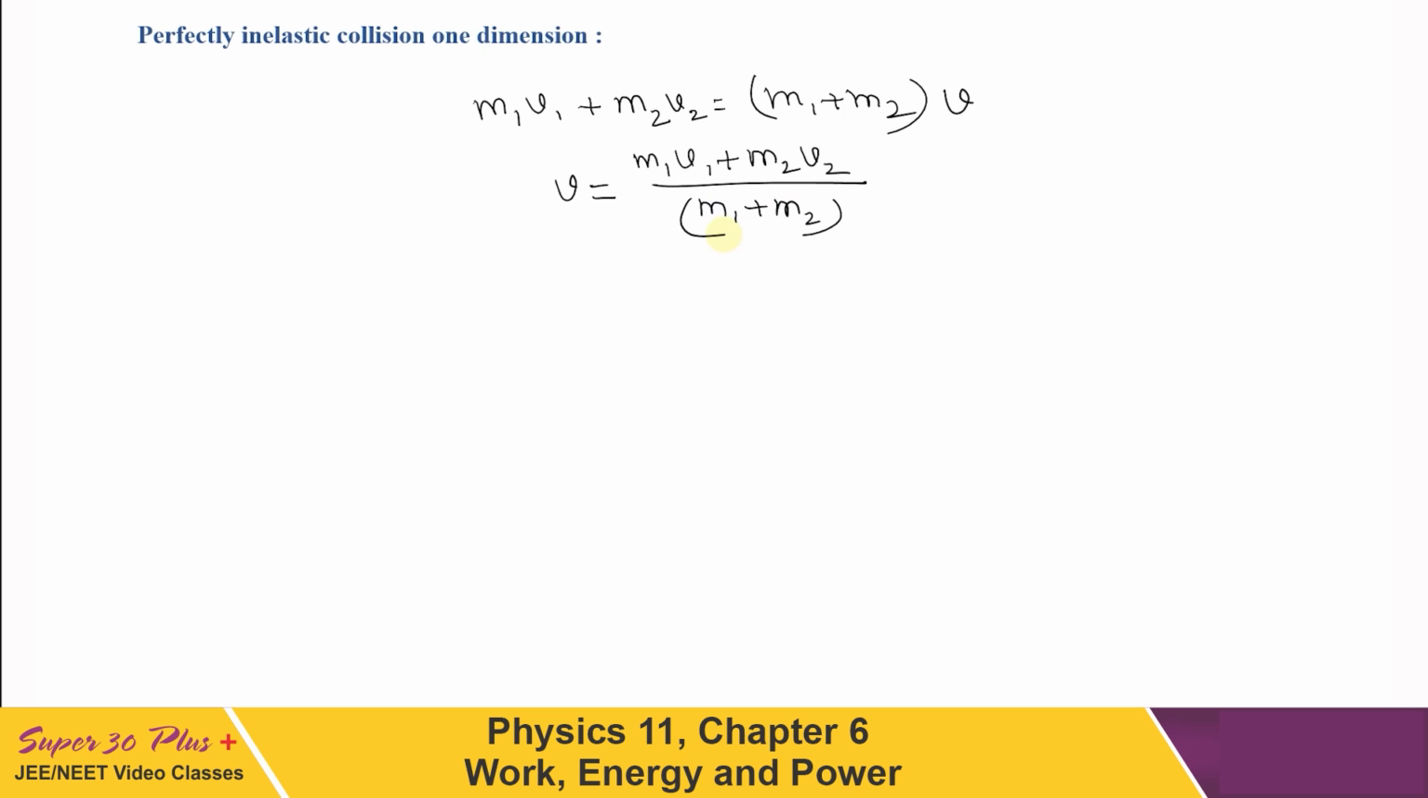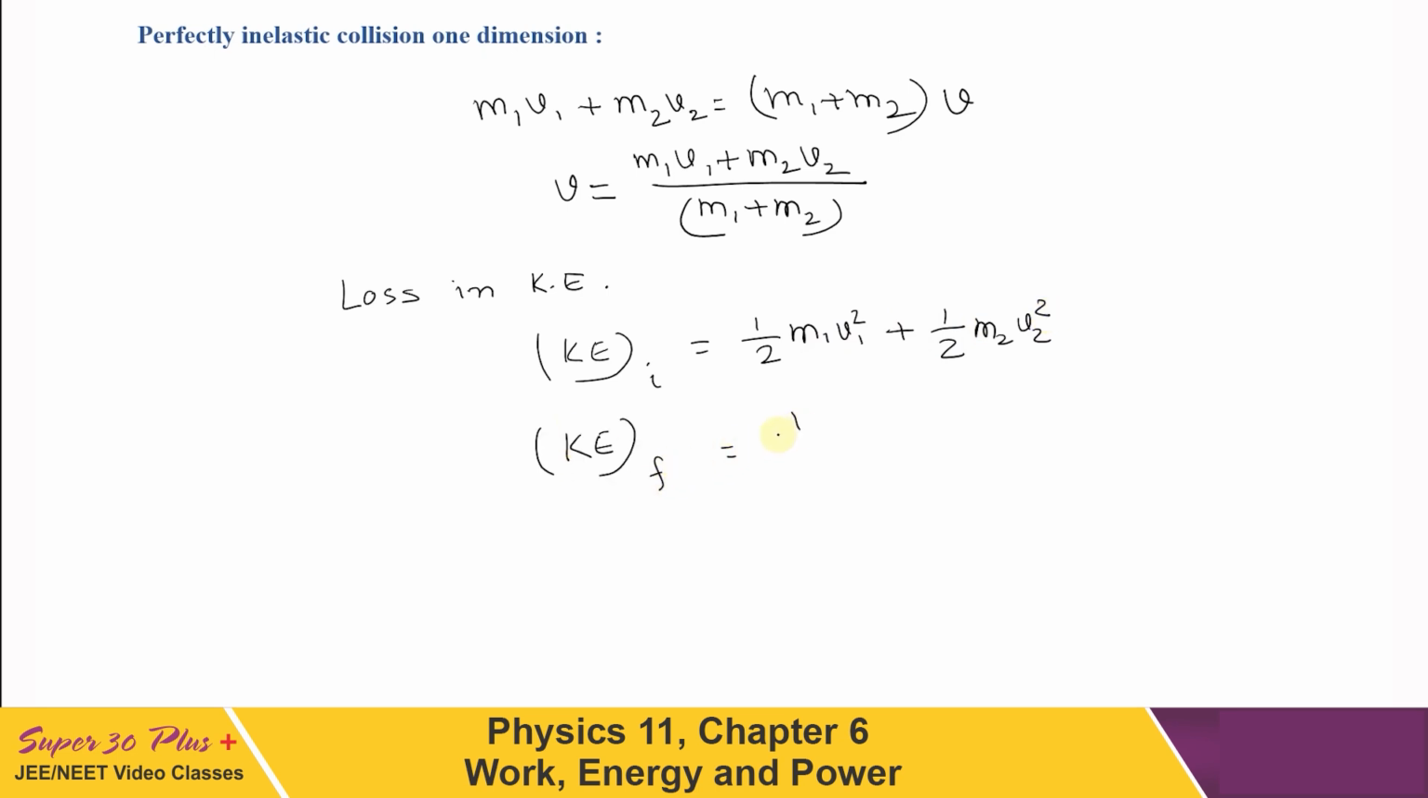This time we cannot write kinetic energy to be equal before and after collision, but of course we can calculate the loss in kinetic energy. Before collision, kinetic energy is half m1v1 square plus half m2v2 square, and after collision the two move as a combined system, so we can directly write half (m1 plus m2) v square. What is the change in kinetic energy then? Write kinetic energy final minus kinetic energy initial.